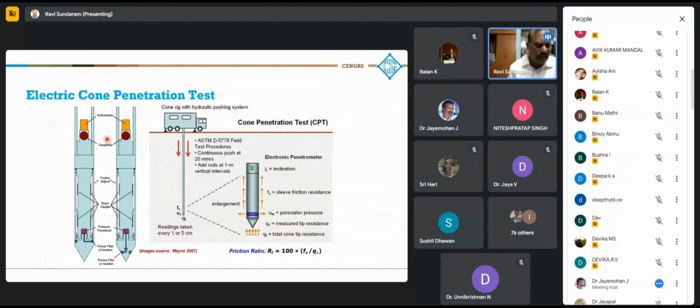So that's the electric cone penetration test. You can see how it works with the hydraulic pushing system. You have the pore water pressure being measured here, and you make sure with an inclinometer that you push vertically. So you have a continuous push. Every 1 meter you add the rods and go ahead.